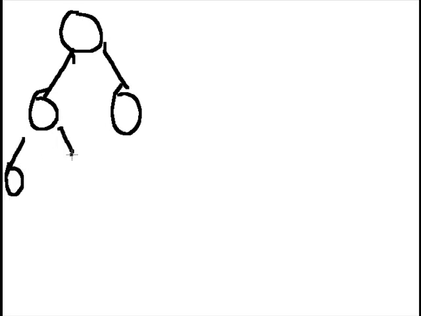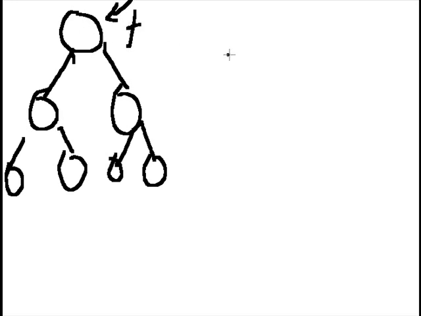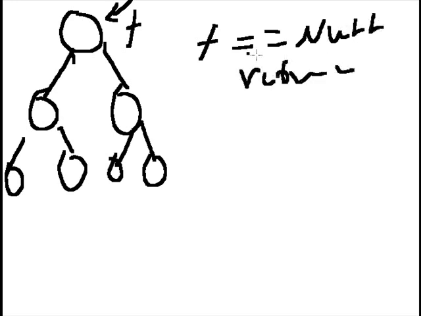So in order to find a specific item, suppose I have here nodes. If I want to find a specific item, we know that suppose this is t. This is the root that I'm sending. So if t equal to null, return null. I couldn't find the node that contains the element. If not, I have 3 cases.